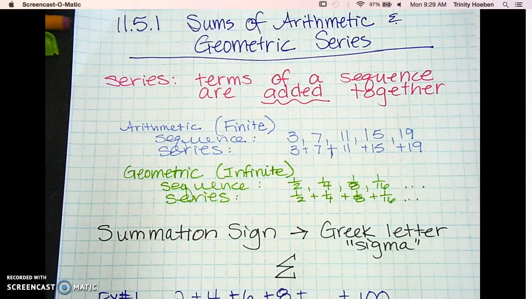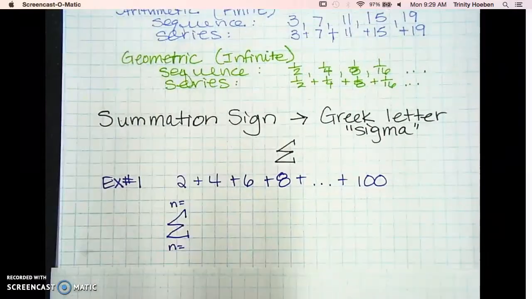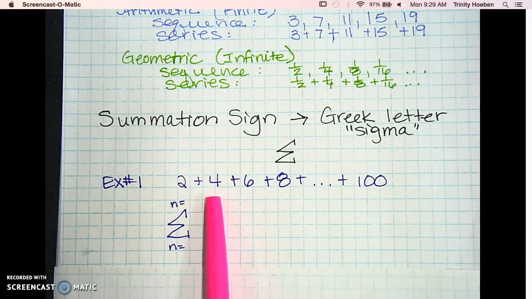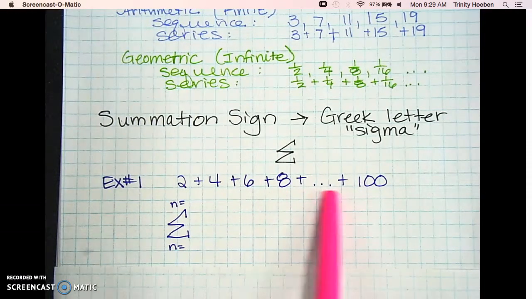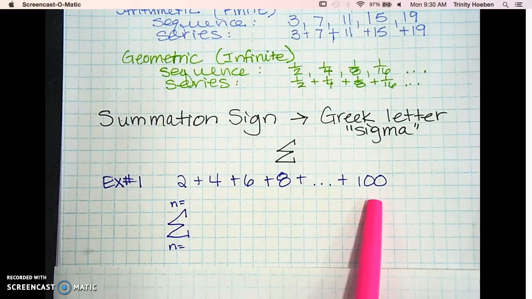So let's look at an example and see what they want us to do with this. First of all, you're going to notice that it's a series, right? Because we're adding 2 plus 4 plus 6 plus 8 plus a bunch of numbers all the way up to 100.